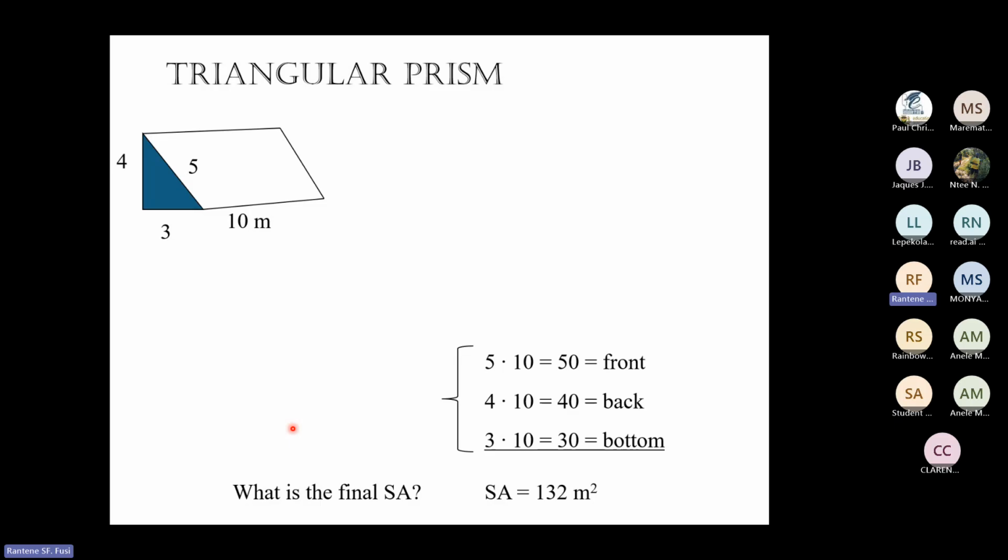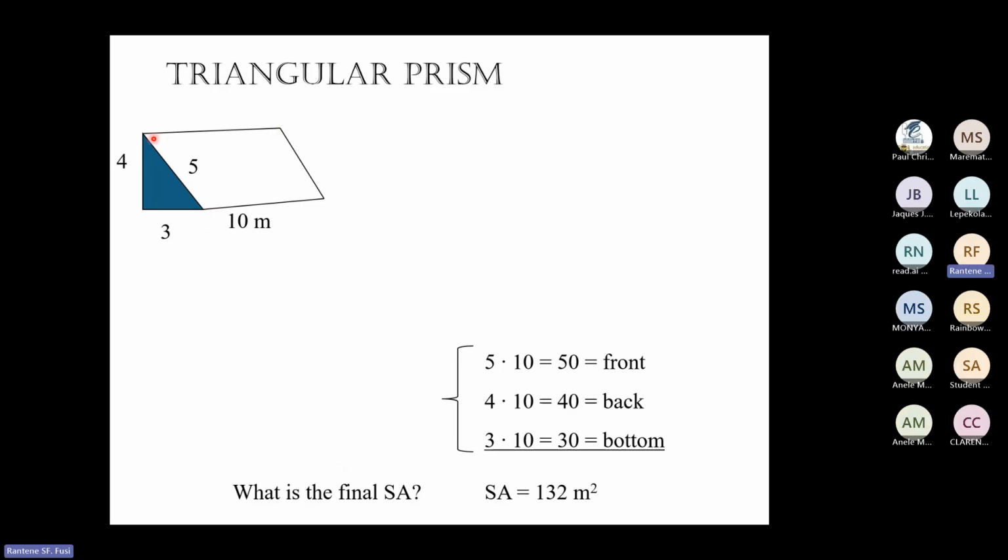Then this is just an example. In this example, we have here a triangular prism. It has a height of 4 meters. Then here the breadth is 3 meters. Then we've got here this hypotenuse. This length here is 5. In other words, this triangular prism has 2 triangles. Then I've got 3 rectangles.